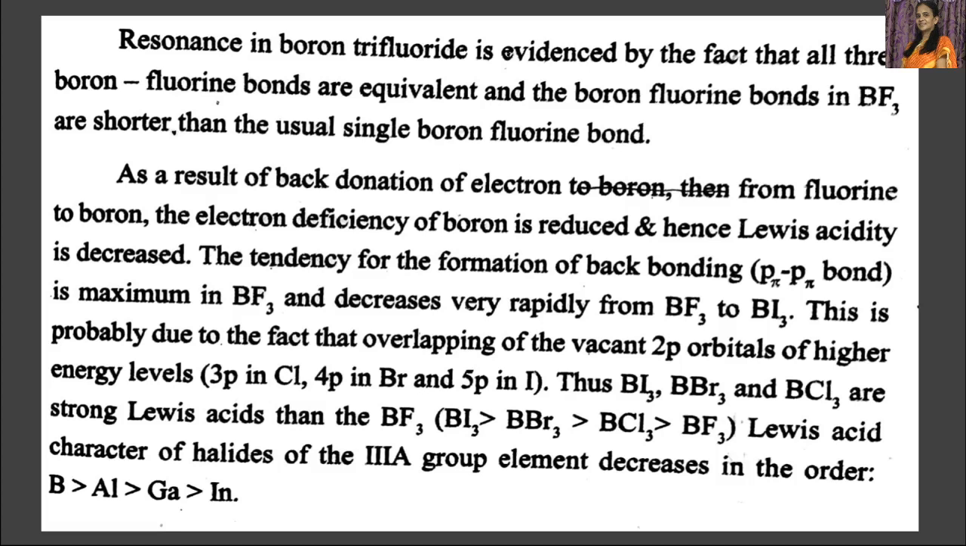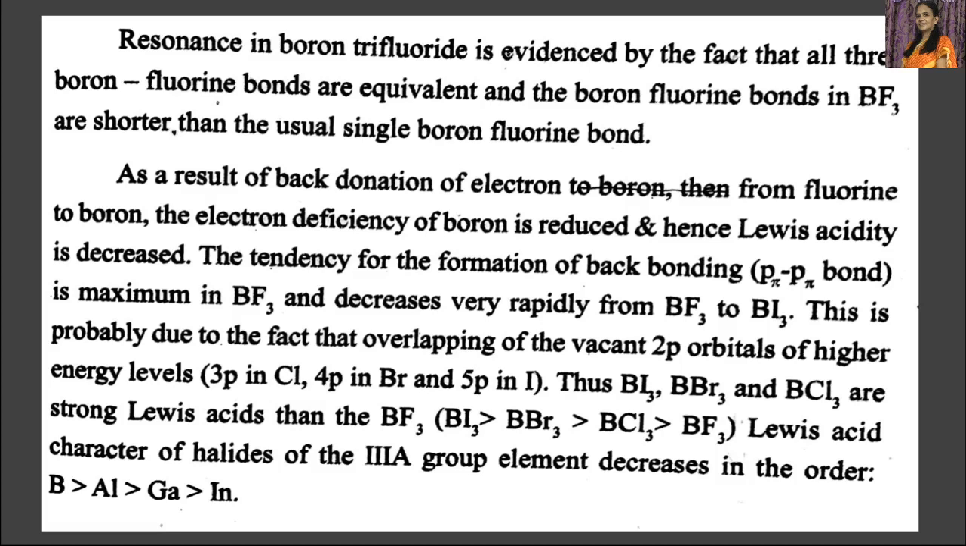Whereas here, such type of back bonding is not possible because of the larger atomic size of these halogen atoms. In the case of chlorine, the extra electron pair is present in the 3p orbital. In the case of bromine, it is present in the 4p orbital. In the case of iodine, it is present in the 5p orbital. So the overlapping is not possible with the 2p orbital of boron. Because of that reason, such type of back bonding is not possible in the case of BI3, BBr3 and BCl3.